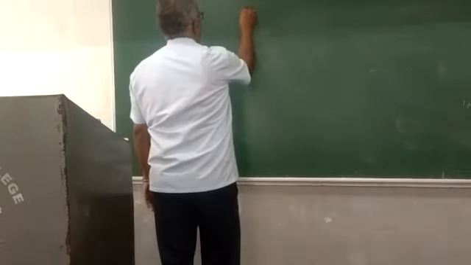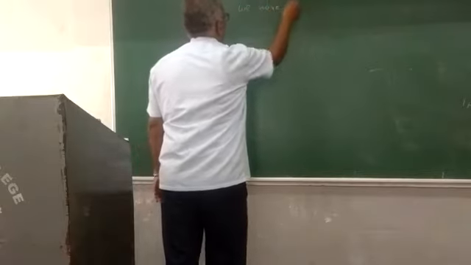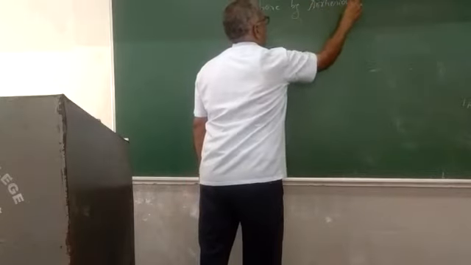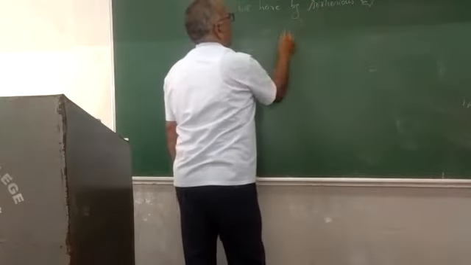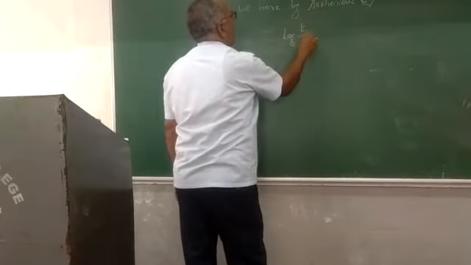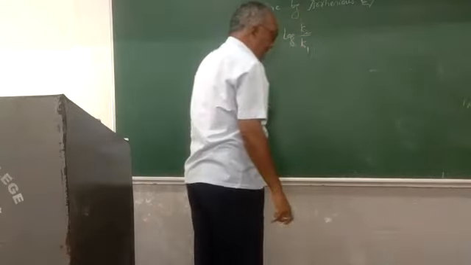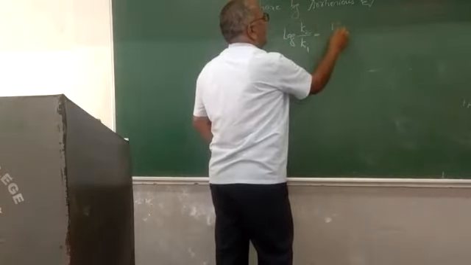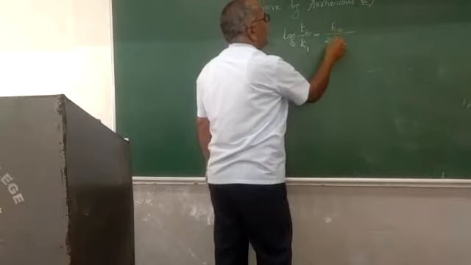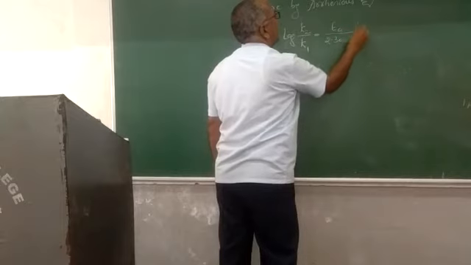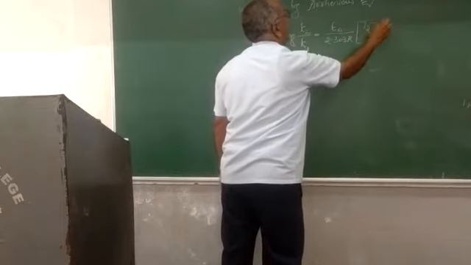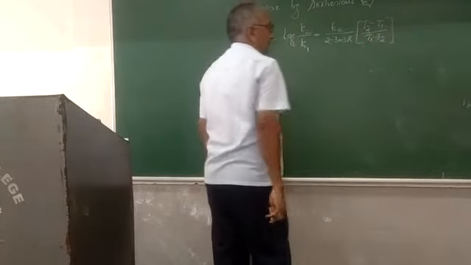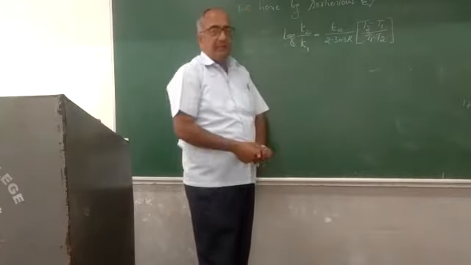See how to solve. We have by Arrhenius equation, log of K2 divided by K1 is equal to Ea divided by 2.303 R into bracket T2 minus T1 divided by T1 into T2. This is the Arrhenius equation at different temperatures.